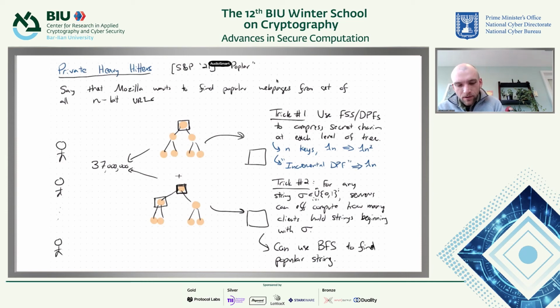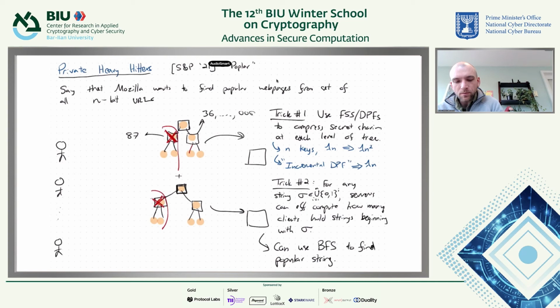Then the servers will both look at the values of the next level nodes. And they'll ask how many clients have strings that begin with 0 and how many have strings that begin with 1. Maybe there's only 87 clients that have strings that begin with 0, and there's 36 million something strings that begin with 1. So the servers will say, okay, there's clearly no popular string that begins with 0, so we'll prune this side of the tree. We won't even explore it anymore. And we'll continue exploring this right side of the tree. And so they'll walk down the tree looking for the popular strings.